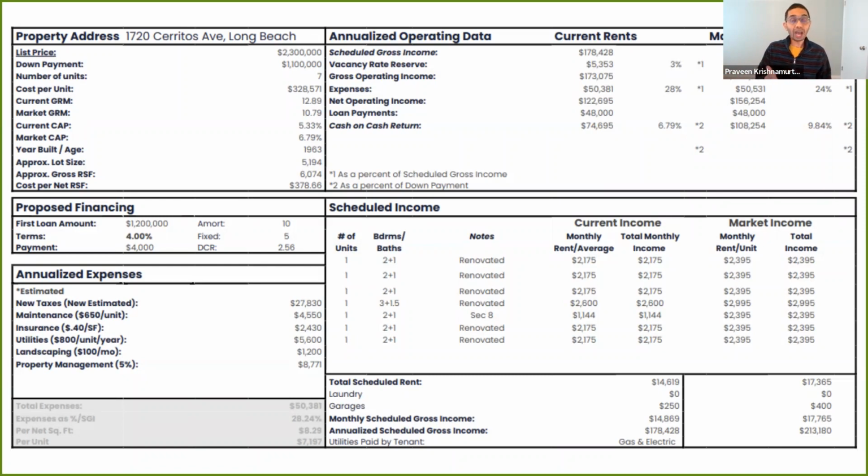And that's where an experienced investor will be able to say, okay, property management of 5% looks great, that's about the standard, but maintenance of 4,500 for the entire year for 7 units, that doesn't look right. So you can go ahead and tweak these numbers. Note this is a starting point, but you are responsible for all the due diligence that you do.